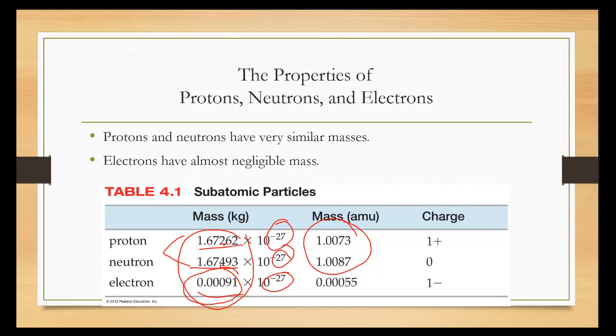Also, let's look at the charges. Protons are a positive 1, electrons are a negative 1, and neutrons are a 0. So when we start calculating the masses, we're looking at the protons and the neutrons. When we start looking at charges, we're looking at the protons and electrons.